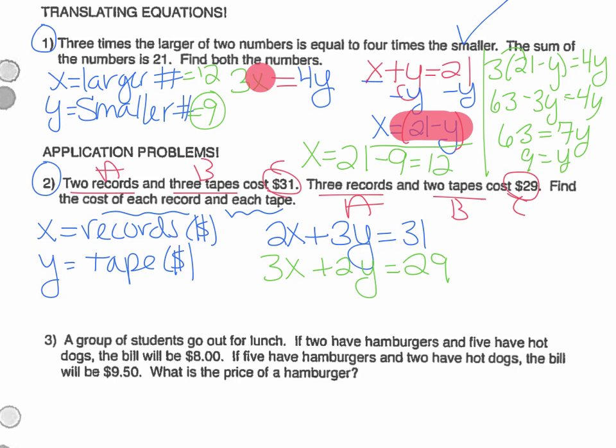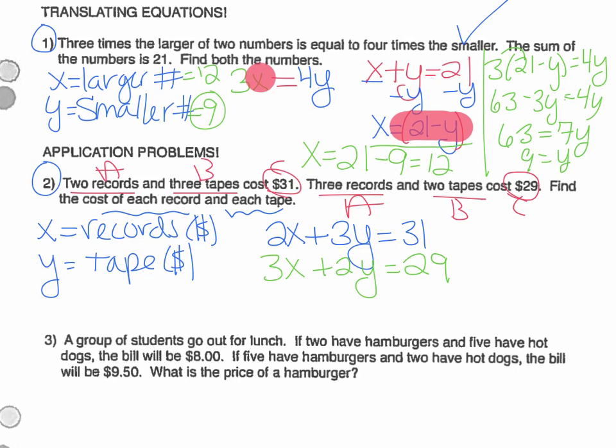So now you have a problem where you have two equations in standard form. Probably best to eliminate here. However, if you notice, the x's don't have the same coefficient, and neither do the y values. So if you're going to solve this, you're going to have to multiply both of your equations.